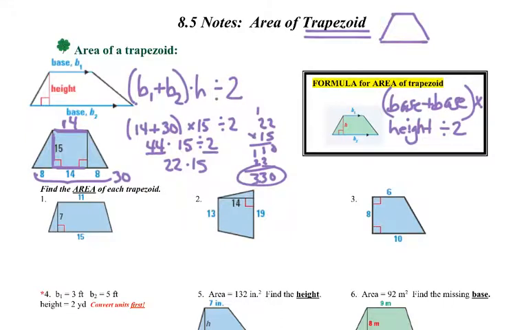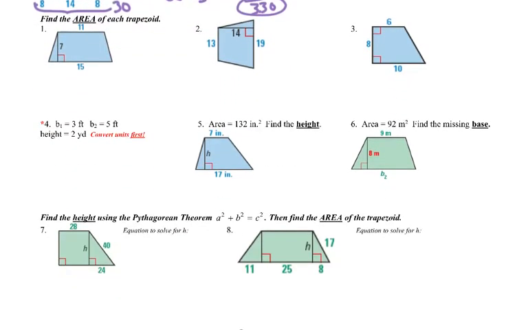What's nice about these problems is for some reason they don't have a lot of units. So I can just do the numbers. 11 plus 15 times 7 divided by 2. 26 times 7 divided by 2 is going to be the same thing as 13 times 7, which is 91.